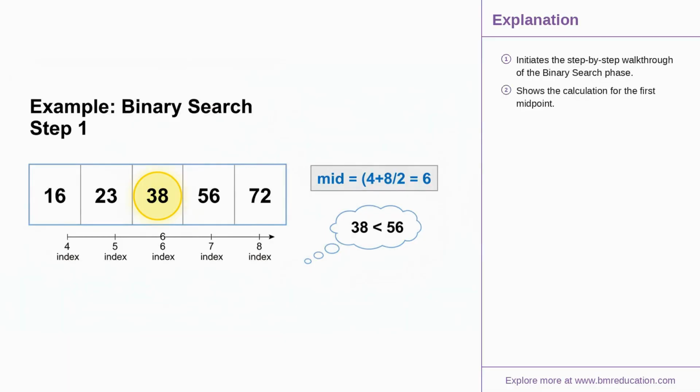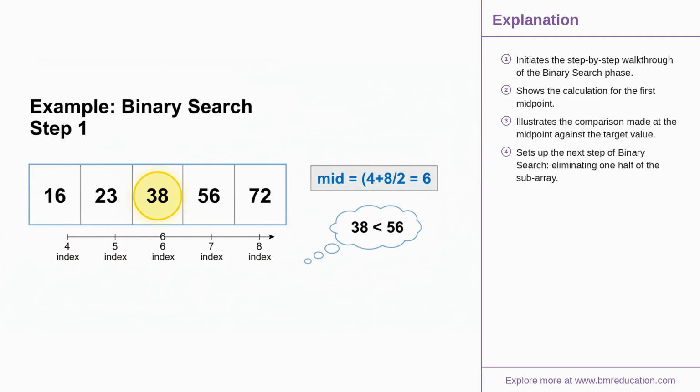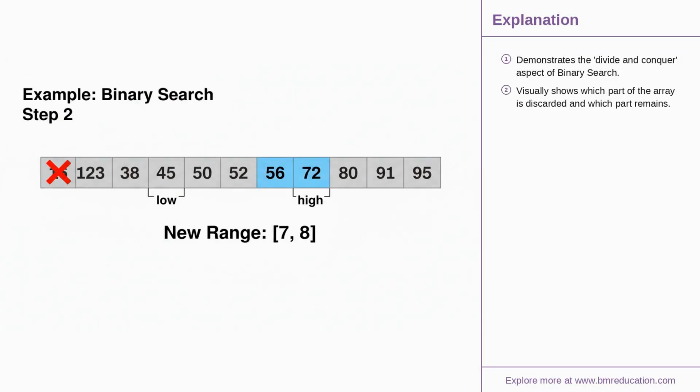Phase 2 begins. We apply binary search on the subarray from index 4 to 8. First, we find the middle index, which is (4 + 8) divided by 2, giving us index 6. The value at array[6] is 38. Since 38 is less than our target of 56, we know our target must be in the right half of this subarray. We discard the left half and update our low pointer to be mid plus 1, which is index 7. Our new search range is now from index 7 to 8.